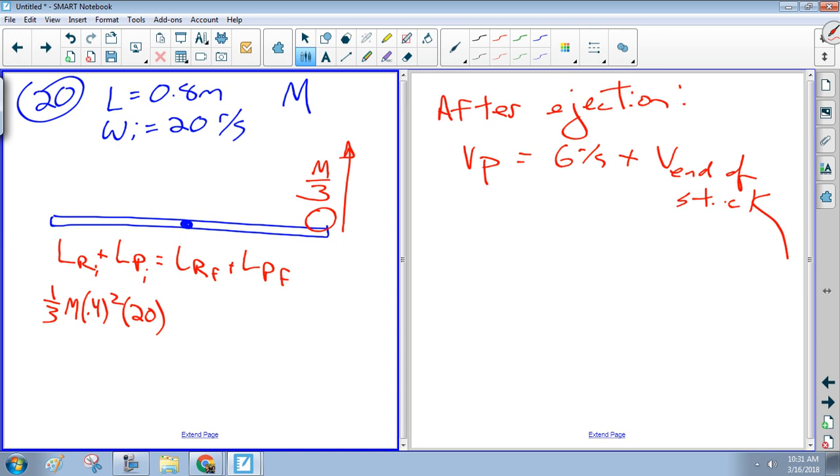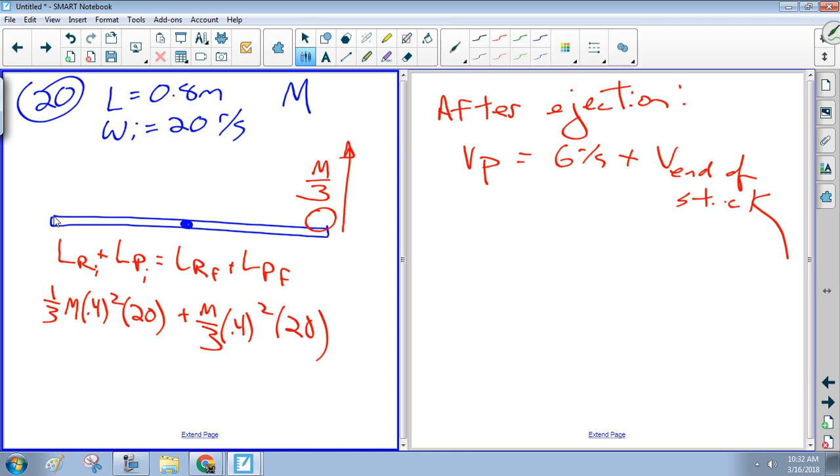Plus the particle, it's got an inertia of mr squared, right? So m is m over 3. R squared is still 0.4. And omega is 20. Good? I don't know that it's significant, but it turns out that the angular momentum of the rod is the same as the angular momentum of the particle. All right, so that's before.